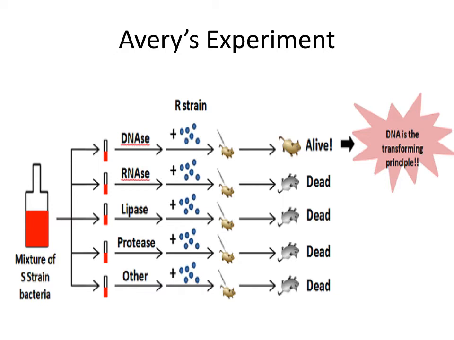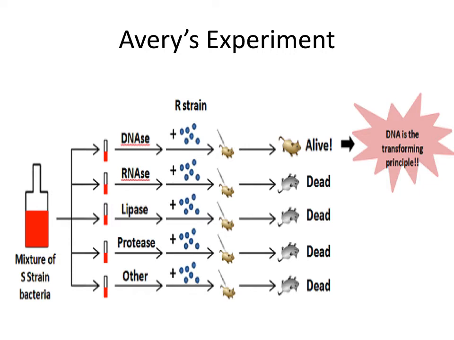He took the boiled S strain, so remember this should be safe, and then we're going to start down here, just for dramatic effect, and added enzymes to say get rid of all of the proteins. And when he got rid of all the proteins, the mouse still died. And he added it, this is adding it to the rough strain.